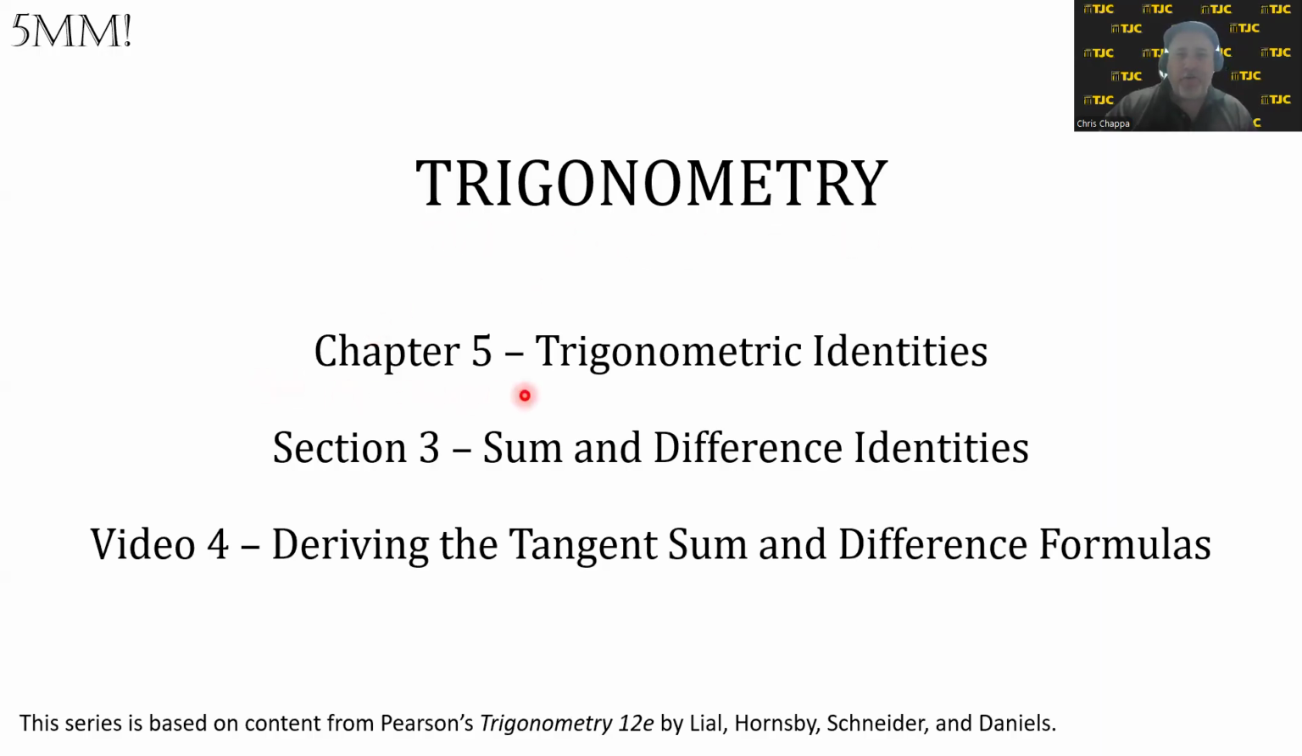Trigonometry, Chapter 5, Trigonometric Identities, Section 3, Sum and Difference Identities, Video 4, Deriving the Tangent Sum and Difference Formulas. This series is based on content from Pearson's Trigonometry 12th Edition by Lial, Hornsby, Schneider, and Daniels.